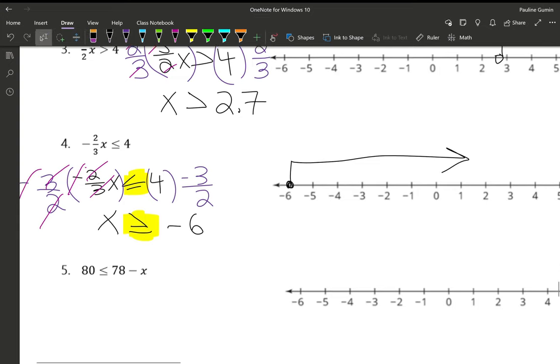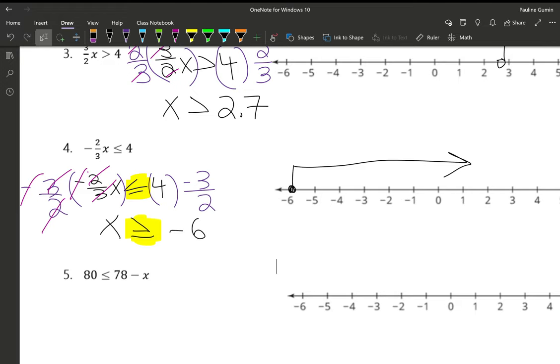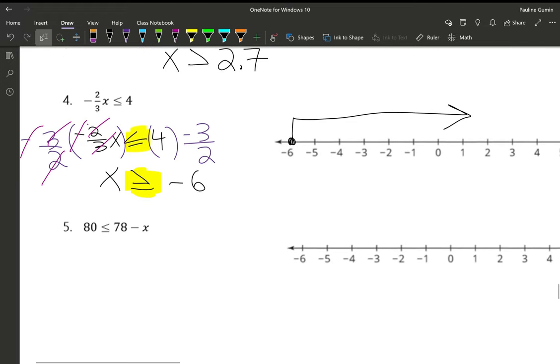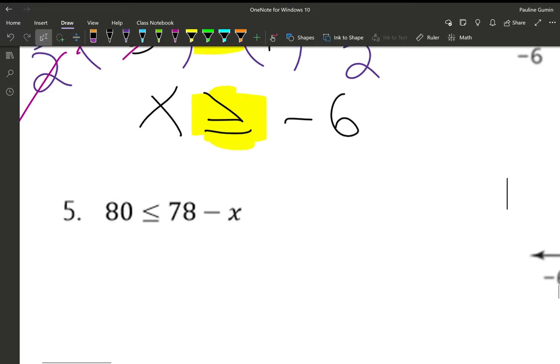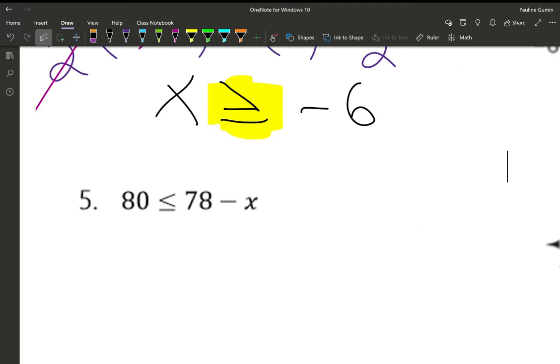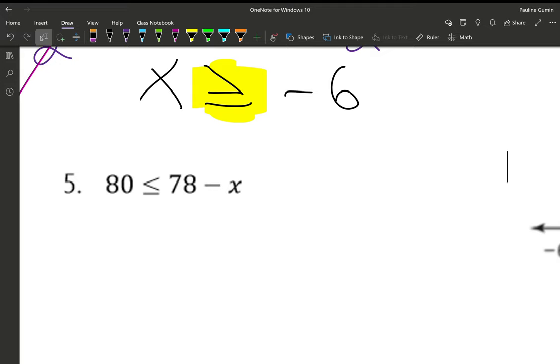A little hint, the way I remember how to do this is less is left. So that kind of works. Okay, number 5. I don't need to rewrite this one, but I will zoom in. Okay, so we have 78 minus x on the right side.